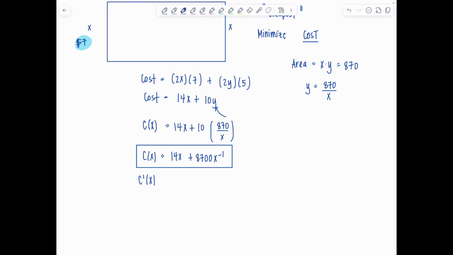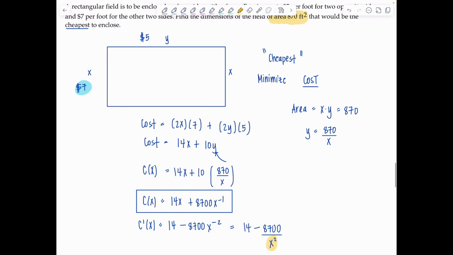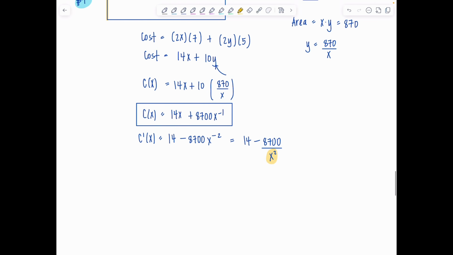Let's take a derivative. C prime of X is going to be 14. Derivative of 8,700 X to the negative first would be negative 8,700 X to the negative second. Very good. If you rewrote this, this is 14 minus 8,700 over X squared. Now, critical values come from where the derivative is 0 and where the derivative doesn't exist. This doesn't exist if X is 0, but that's really not in the domain of the problem because then we wouldn't even have a field. So you don't have to worry about that being a relevant critical value.